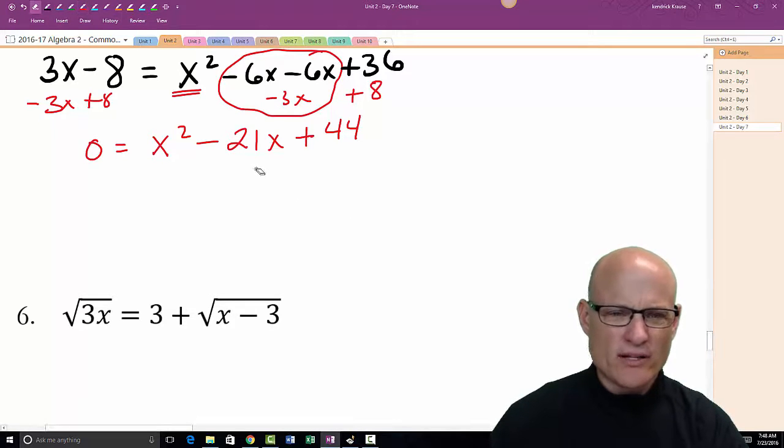Why did I get 21x? I knew something was wrong there. How about negative 6 and negative 6 is negative 12, minus 3 is 15. That makes more sense. Okay, whoo. Started to get scared there for a minute. My answers weren't going to work out.